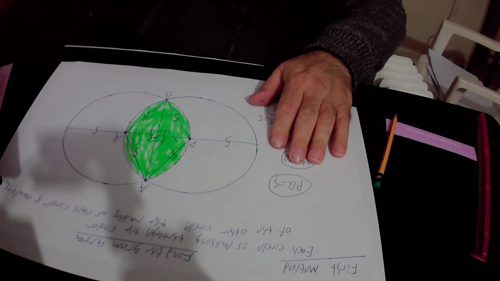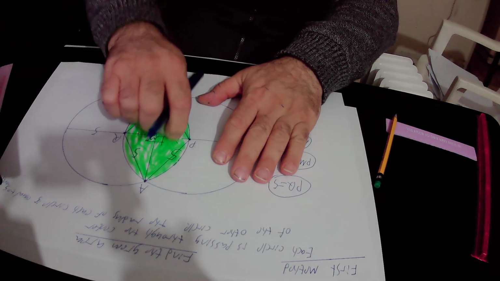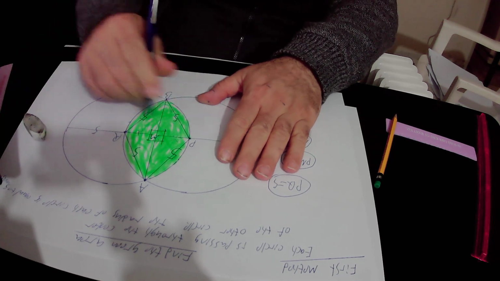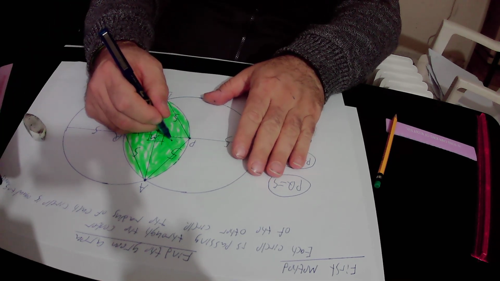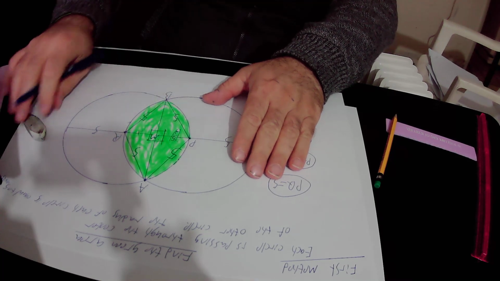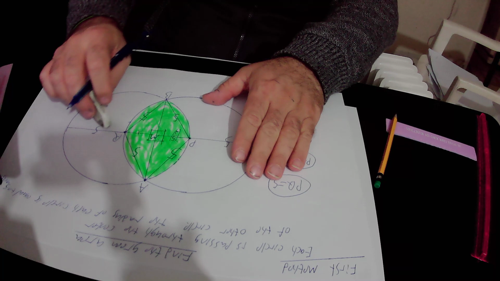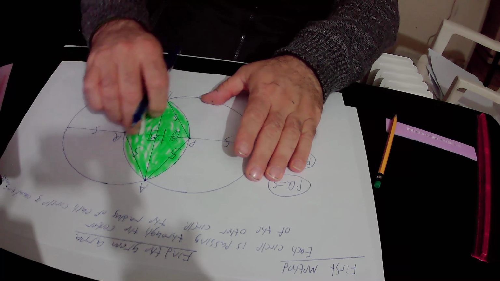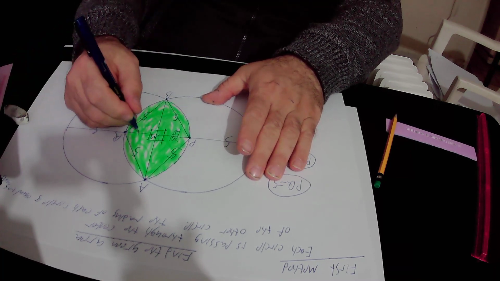We will substitute x by 5 over 2. PM equals x, which equals 5 over 2 units, and MQ equals x, which also equals 5 over 2 units.